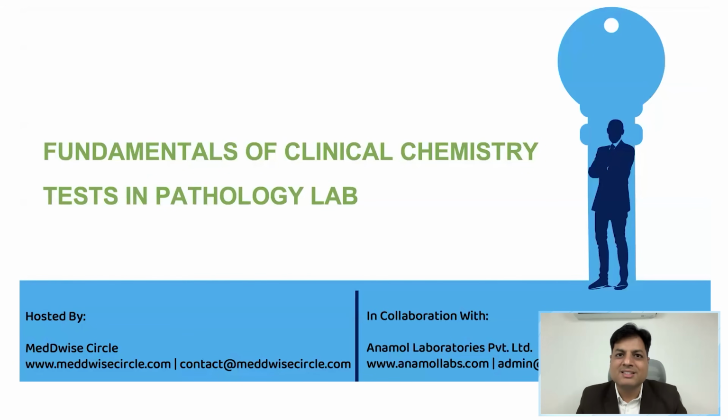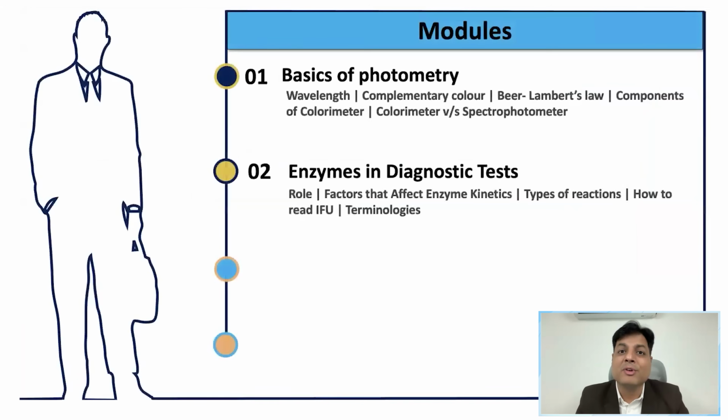So in this video lecture series, as I discussed, we are only discussing the fundamentals of clinical chemistry test in pathology laboratory. In our previous video lectures, we have already prepared a lot of videos on the basics of photometry. In this, we covered topics such as what is wavelength, what is complementary color, what is Beer-Lambert law, and how this is implemented in pathology laboratory. What are the components of colorimeter and what is the difference between colorimeter and spectrophotometer? This was our module number 1.